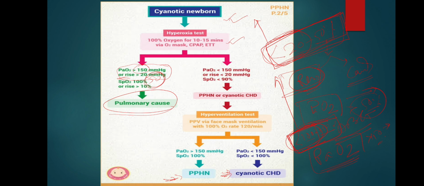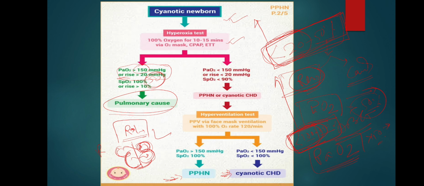But in case of congenital cyanotic heart disease, the cyanosis is due to a right to left shunt. As the heart is like this, this is the right and this is the left, the deoxygenated blood present in the right side enters into the left side, and there is mixing, so there is cyanosis. So in a right to left shunt, even if we give more and more oxygen, the mixing is still there, so there is no change in the saturation.